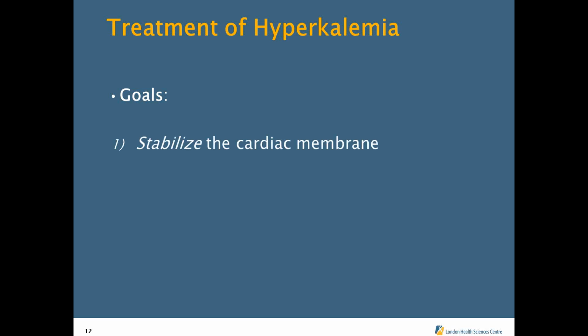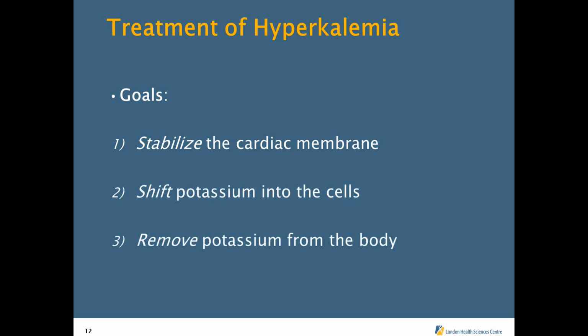All right, so when we look at treating hyperkalemia, we have a few immediate goals. The first goal is to stabilize the cardiac membrane, because where patients run into trouble and get really sick with this is when they have arrhythmias. Our second goal is to shift that extracellular potassium, the potassium outside of the cells, back into the cells, because once it's back in the cells, it doesn't have the same effect on our cardiac conduction system. And our third goal is to remove potassium from the body.